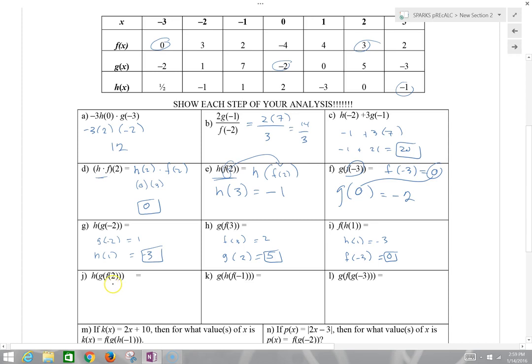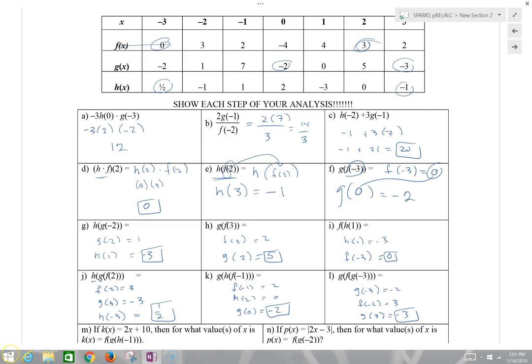So notice this time we have 3 functions. So we're going to start with the inside and we're going to find f of 2. So f of 2 is 3. Then we're going to plug 3 into g. So we have g of 3, and g of 3 is -3. And then we plug -3 into h. H of -3 is equal to 1/2. You try K and L all by yourself. K is -2 and L is -3.